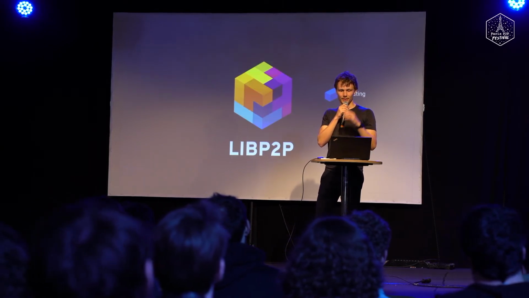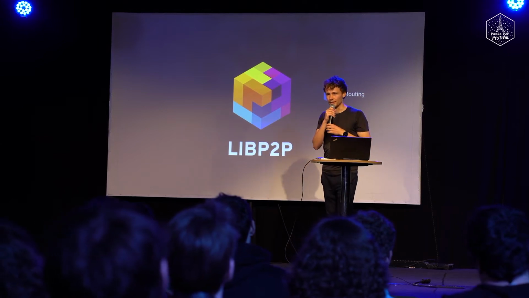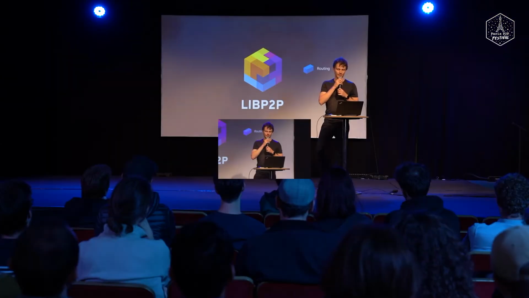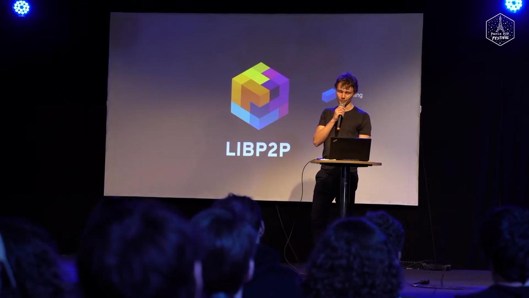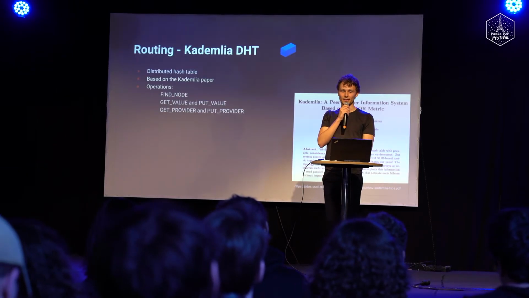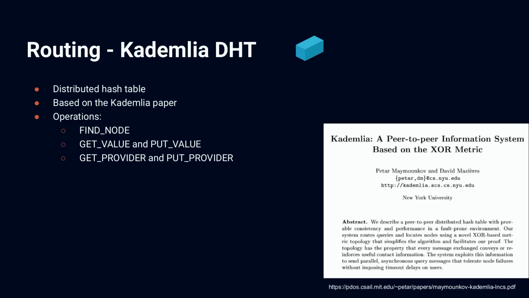Cool. Now that we discovered a bunch of peers, we might want to find a specific peer, or a specific peer providing certain services. And that's where libp2p offers you a routing protocol. Most notably, Kademlia. For those not familiar with Kademlia, it's a distributed hash table. So it's basically a hash table, but distributed across your peer-to-peer network. Highly recommend reading the paper. That's not libp2p specific, but it's a very, very neat paper.